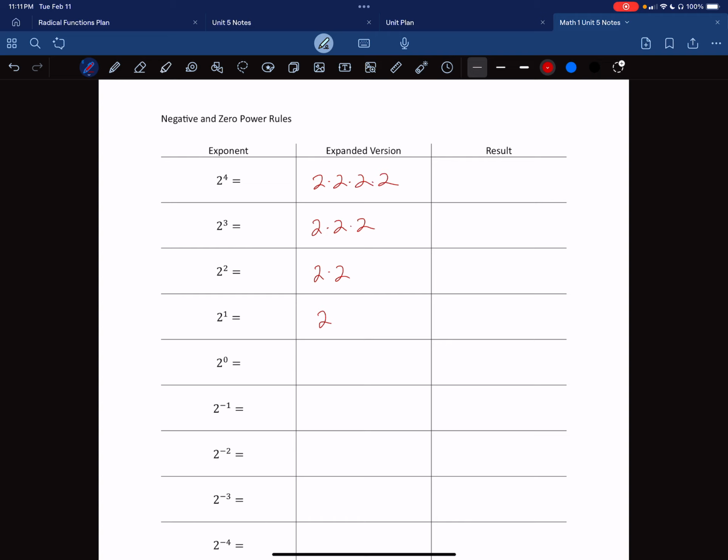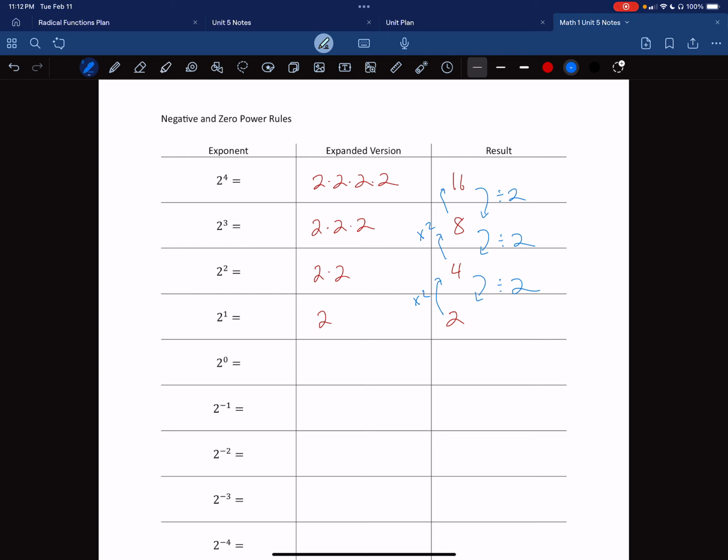So when we go to our results, obviously 2 to the first power would just be 2. 2 squared would be 4. 2 to the third power would be 8. And 2 to the fourth power is going to be 16. So as we are working our way up this progression, all we're doing is multiplying by 2. Okay, so if I were to reverse that, we'd just be dividing by 2, right? All you have to do at this point is continue the pattern.